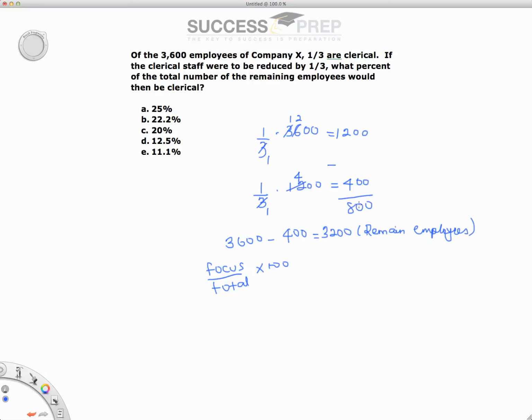In this case, your focus is this 800 clerical staff. So that's 800 divided by your total, which is 3,200. And then you're multiplying this by 100. Go ahead and lose 2 zeros, top and bottom.